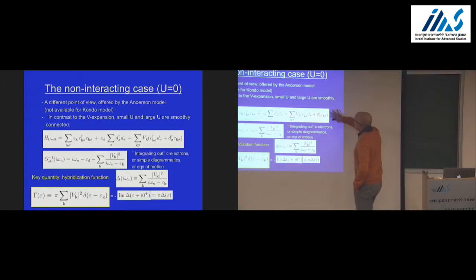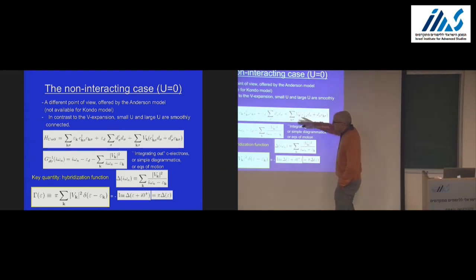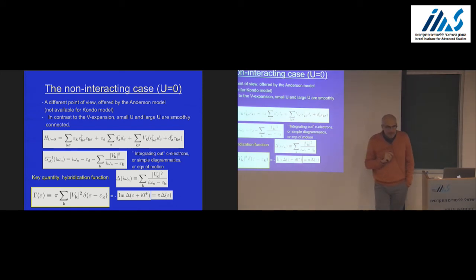So let us first analyze the problem at U equals 0 and see how the structure of perturbation theory works out. So at U equals 0 now, this is the Anderson impurity problem. It is still a quadratic Hamiltonian, right?